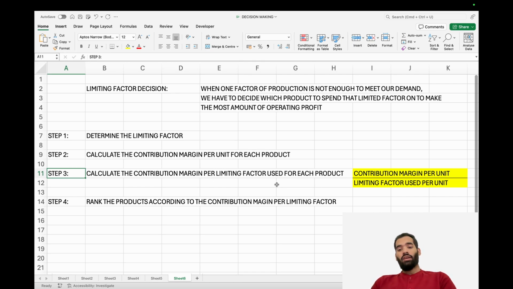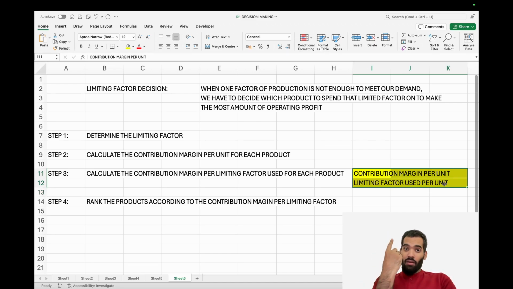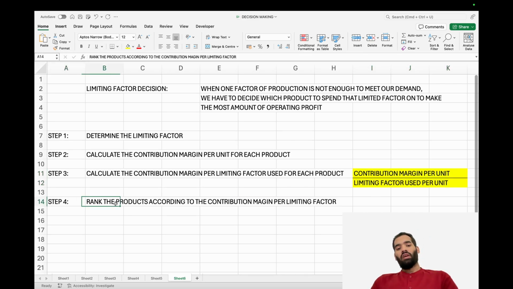Because it's new, I also mentioned a formula for how to find that. But just to let you know what this means: for every 1 pound of cheese, in the case of cheese, how much contribution margin is the product earning? Because we shouldn't really care about the contribution margin per unit. We should care about the contribution margin we are able to make per unit of limiting factor used, because we want to maximize the profit, right? And then step number four is rank the products according to the contribution margin per limiting factor used.